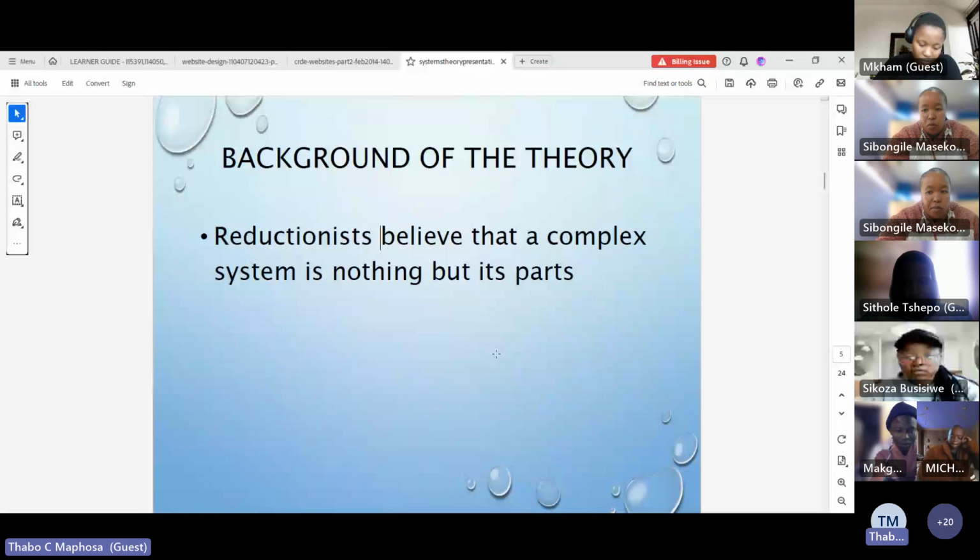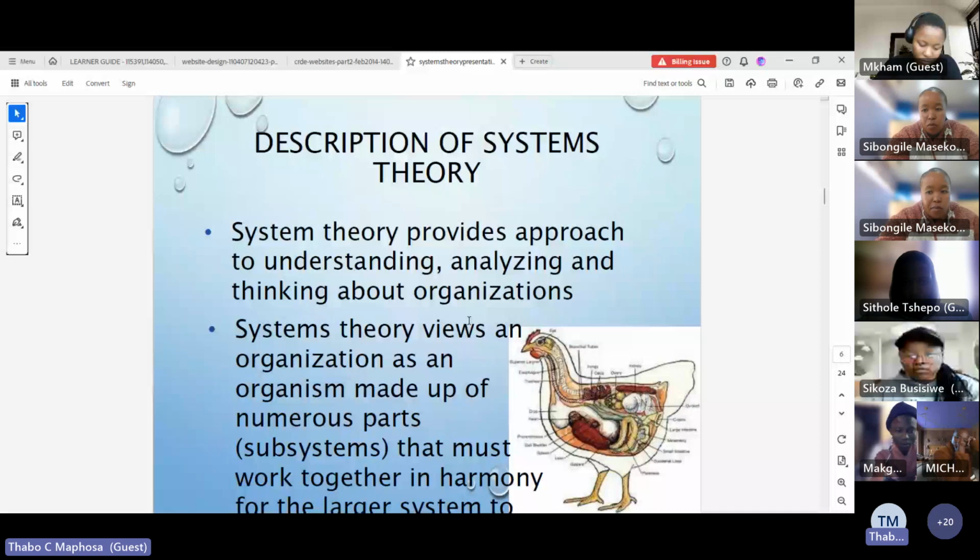So then what exactly he meant was this: a system provides an approach to understanding, analyzing and thinking about organization. For instance, here, this is what this system deals with.